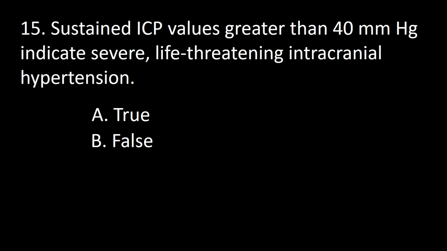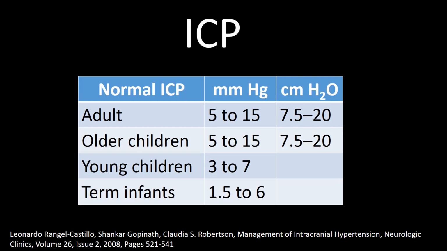Next question. Sustained intracranial pressure values of greater than 40 millimeters of mercury indicate severe, life-threatening intracranial hypertension. A true, B false. In this frame, I have introduced a table with normal values for intracranial pressure depending on age. Adult intracranial pressure varies from 5 to 15 millimeters of mercury. The same goes for older children. Young children normal intracranial pressure is 3 to 7. At term, the normal intracranial pressure is 1.5 to 6.